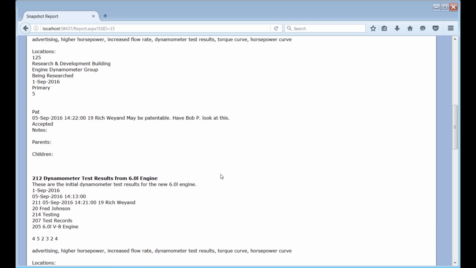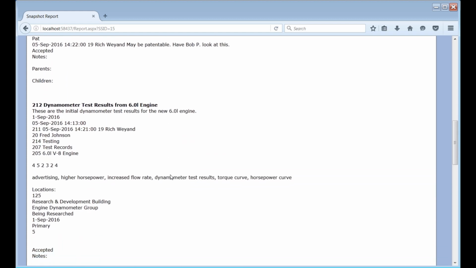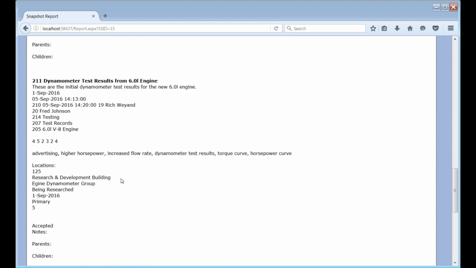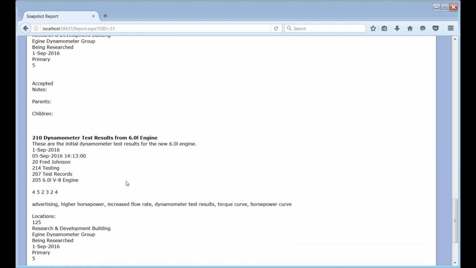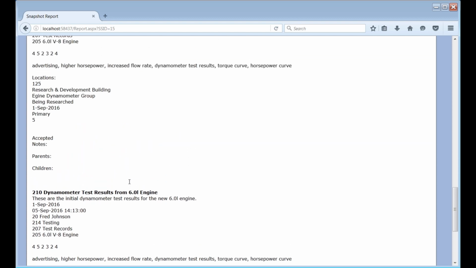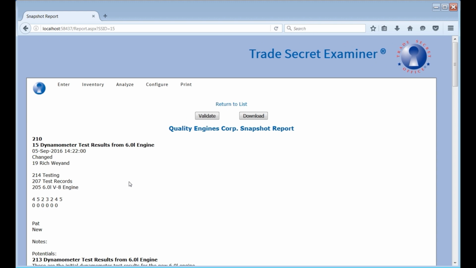And then it also shows that's 213, that's the latest one. It also shows 212. It also shows 211. It also shows 210. So this is the entire history of the trade secret to the present day. It's all recorded in a report. That report is created at the time, and then it is saved. No report is ever deleted.